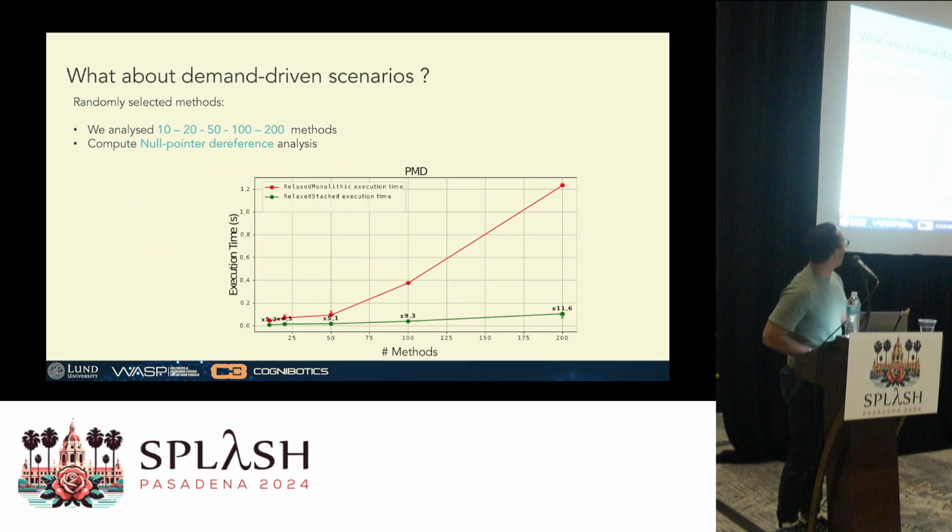And what about the demand-driven scenario? We also considered that because that was what we were interested in. So we randomly selected 10, 20, 50, 100, and 200 methods from each of these projects. And here we have the results from PMD. And we can see that for 200 methods, we managed to pass from 1.2 seconds to less than 0.2, with a speedup of 11x. And the results are proportional with the whole program analysis.